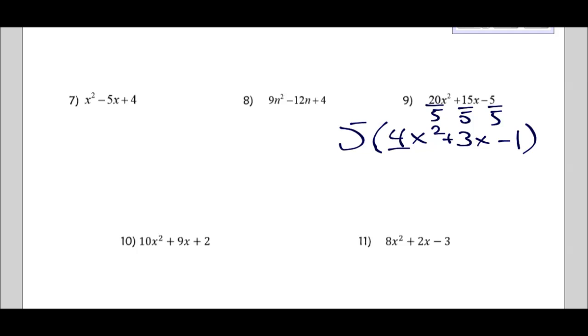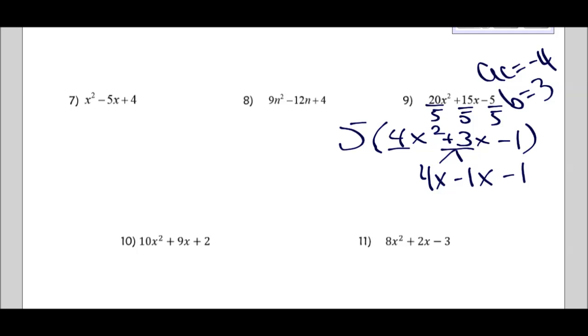I can't just think about what's going to multiply to be negative 1 and add up to 3. I still have to do a times c. That's going to be negative 4. B is 3. Now the combination is different. I'm going to split up this middle term into a positive 4x and a negative 1x. So 5 is still on the outside of that. When you figure out the GCF in the beginning, you take it out and it stays on the outside of the whole parentheses.